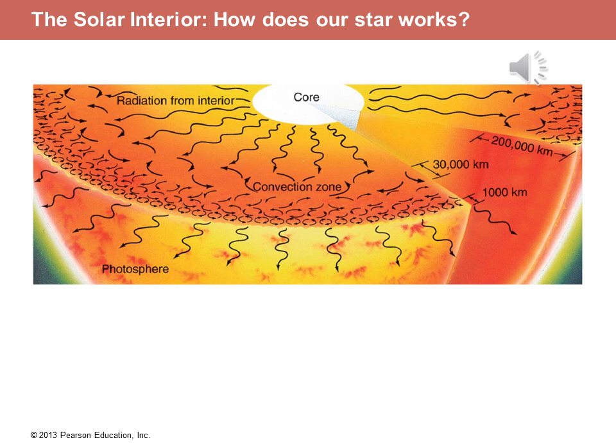Its core, radiation zone, convection zone, photosphere, chromosphere, corona, and outflowing solar wind made of charged particles that actually intercept Earth. More on that in the next lecture.